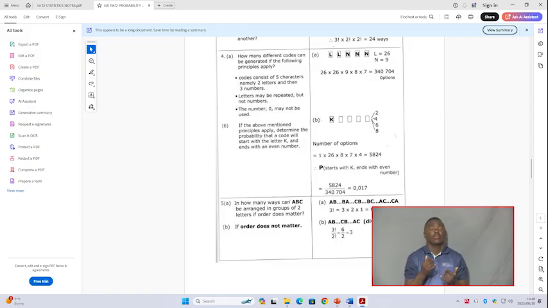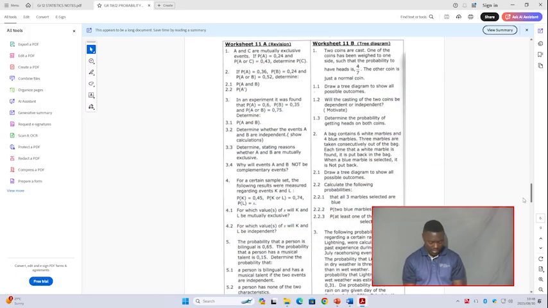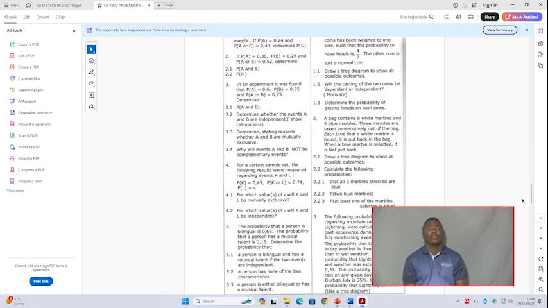They say, what is the probability? Probability is the event over the total number. The event is 5,824 over the total number with no restrictions, which is 340,704, gives me a probability. Probability lies between 0 and 1, gives me a probability of 0,017. Correct. Are you happy with that? Are you okay? Right. Let's go on to some of the more difficult questions. There's one more question that I want to do with you.